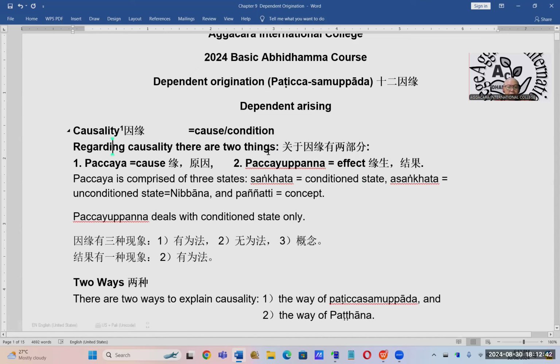Now, Pachaya, cause. You have this one, we call it Pachaya plus Uppana. Uppana actually is a past participle, the PAD and TA, PAD and NA. I will not go so much into Pali unless it's necessary, like the chanting just now where there was some Pali point I needed to explain. Anyway, Pachaya plus Uppana: Uppana is arising, arising based on the Pachaya cause. Now, Pachaya is comprised of three states: Sankata, which English normally translates as conditioned state; Asankata, where A is the negative, the unconditioned state, Nibbana; and Panyati, concept.